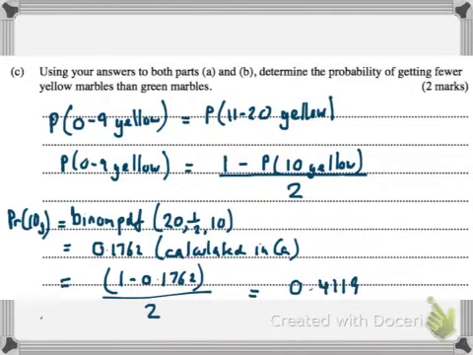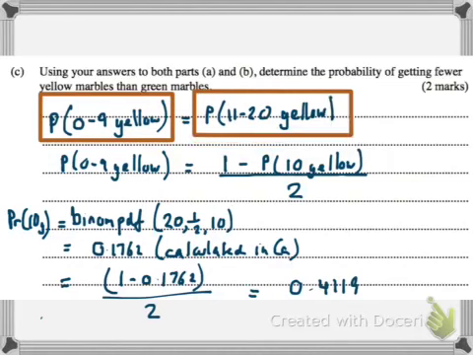Using your answers to part A and B, determine the probability of getting fewer yellow than green marbles. Okay, so we know that getting fewer yellow, that is 0 to 9 yellow, is the same as getting fewer green, which means 11 to 20 yellow. They're the same result. We also know our result for getting 10, which is part A of the question. So there's only 3 scenarios here. You're either going to get 0 to 9 yellow, you're going to get 10 yellow, or you're going to get 11 to 20 yellow.